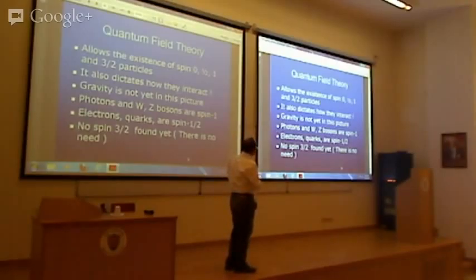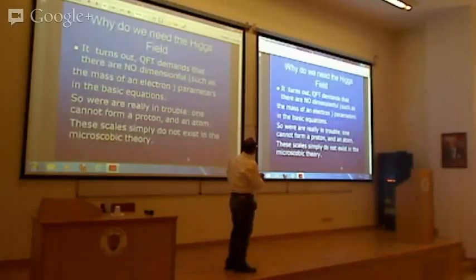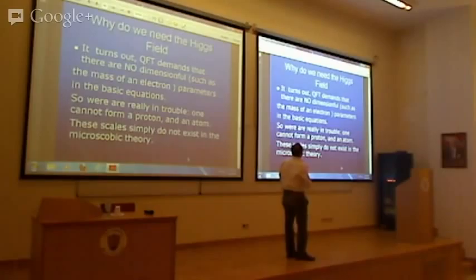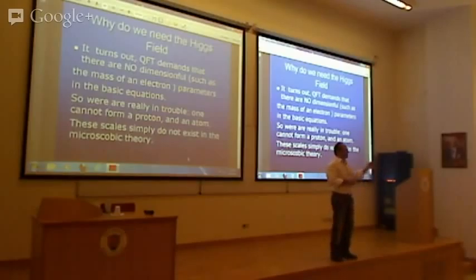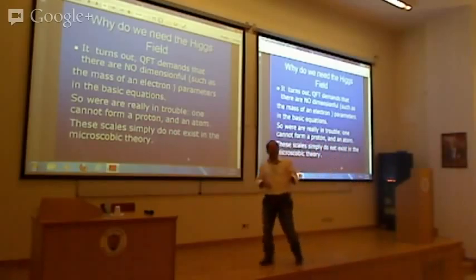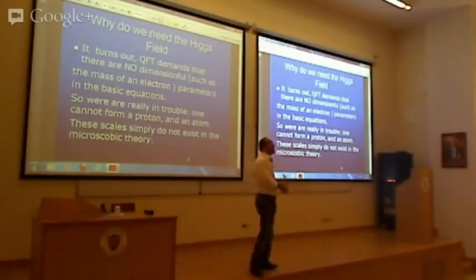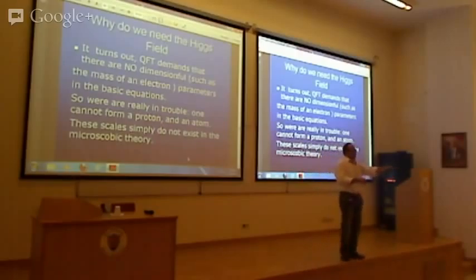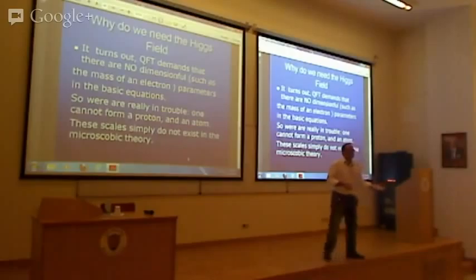Now, I told you already this. It turns out, this is important, quantum field theory demands that there are no dimensionful parameters such as the mass of an electron in the basic equation. And this is the most important thing. You see that an electron has mass, you see that the W boson has lots of mass, but in the equations, you cannot write any mass for them. In fact, if you look at quantum field theory, just look at the equation of it, you can never understand the size of a nucleus, the size of an atom, because it's not there, okay?